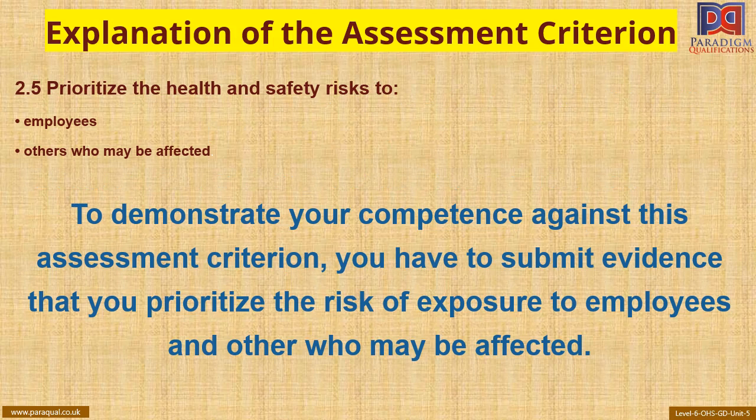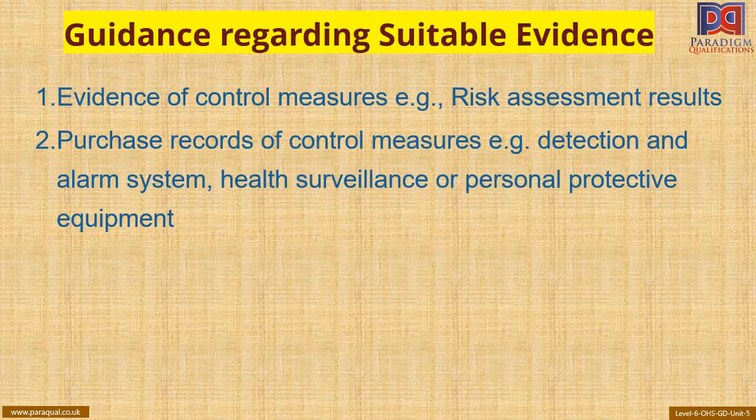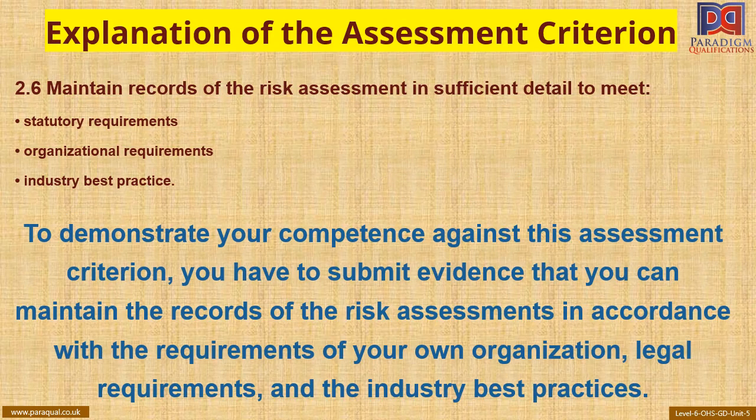2.5 Prioritize the health and safety risk to employees, others who may be affected. You have to submit evidence that you prioritize the control measures against the risks of exposure to employees and others who may be affected. The evidence can be the control measures, for example, risk assessment results, purchase records of control measures, for example, detection and alarm system, health surveillance or personal protective equipment, etc.